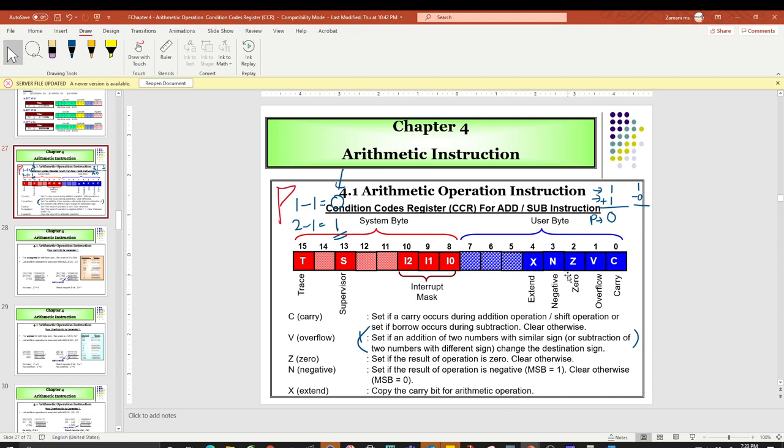Okay, so that is for the status register, the complete set. For the rest of the examples, you can look at the book and try to answer most of the examples and the exercises.